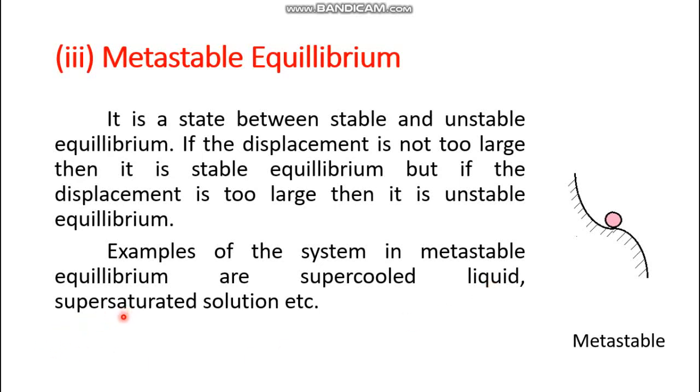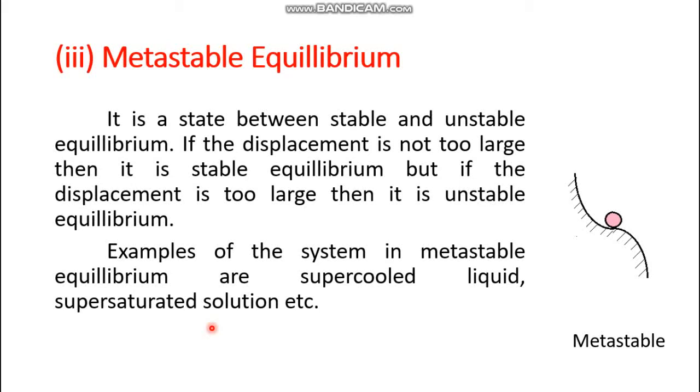Another example is a supersaturated solution. What is a supersaturated solution? A supersaturated solution is a solution where the amount of solute is more than its maximum capacity. That means it is more than the capacity of a saturated solution. So there is some extra solute dissolved in it. So this state is neither stable nor unstable.